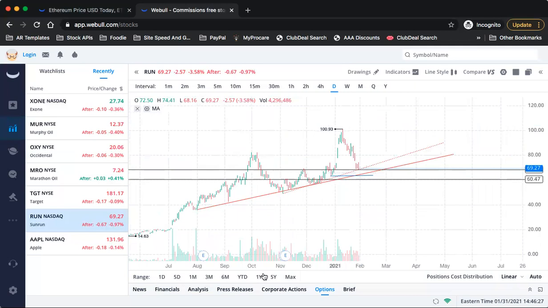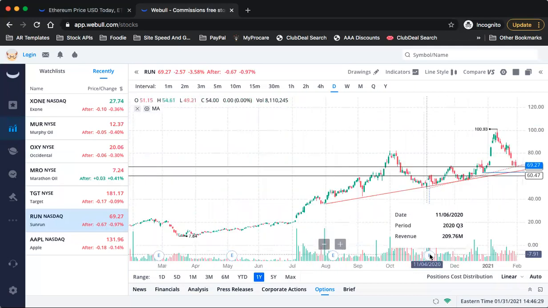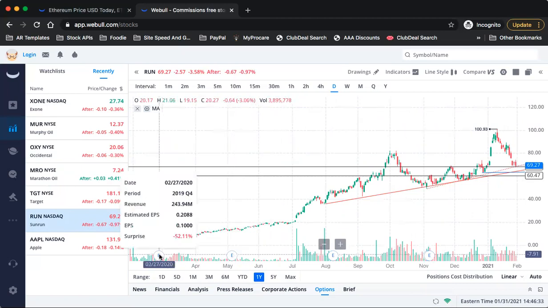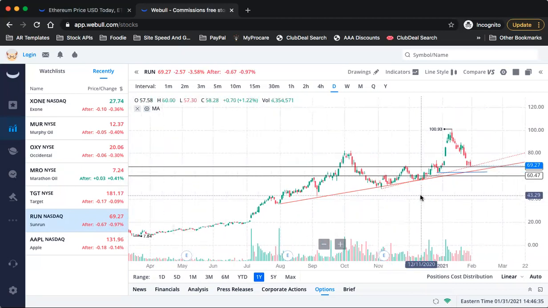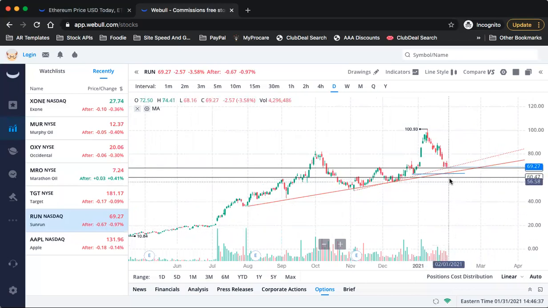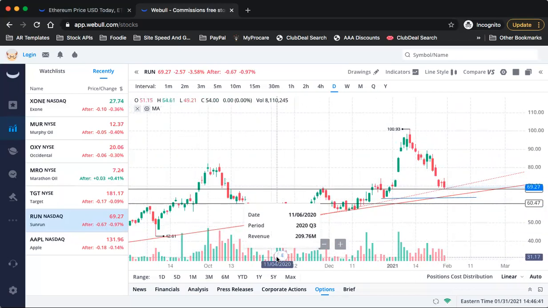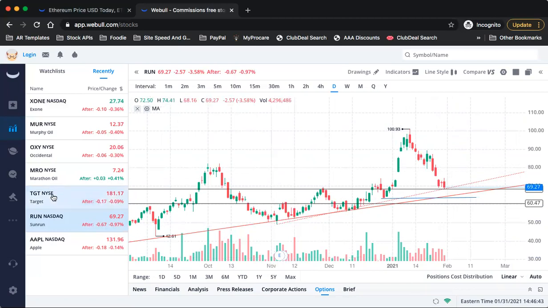Another thing coming up for this one is I think they've got the earnings coming up very soon. Let's see. They had earnings in May. So February is usually the earnings report. So somewhere around there in the next few weeks, we have an earnings report for Ron as well. So that's that one there.